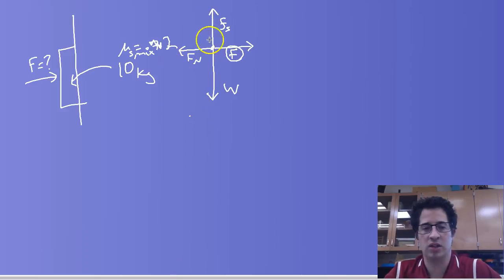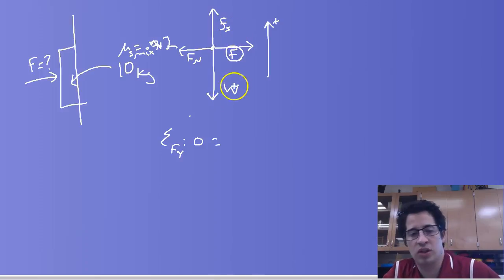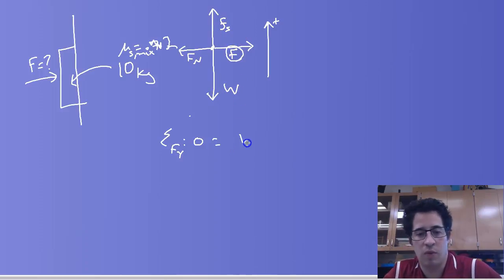In both cases, these are balanced, so the sum of the forces should be equal to 0. Let's start with the y direction. We'll say that up is positive. A reminder, a net force equation is just an equation where you add all the forces acting in that direction. We have two forces acting in that direction, and we can add them in either order. Let's start with weight, so we have weight and static friction.